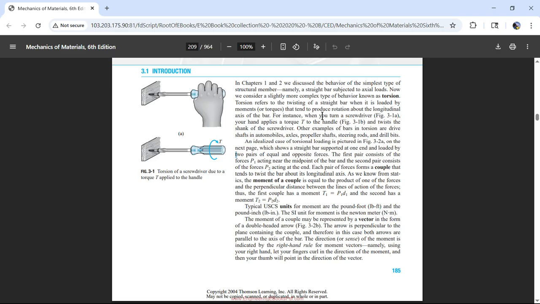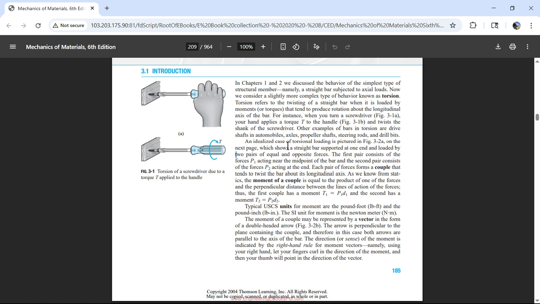So for instance, when you turn a screwdriver, your hand applies a torque T to the handle and twists the shank of the screwdriver. Other examples of bars in torsion are drive shafts in automobiles, axles, propeller shafts, steering rods, and drill bits. So these are all bars in torsion.